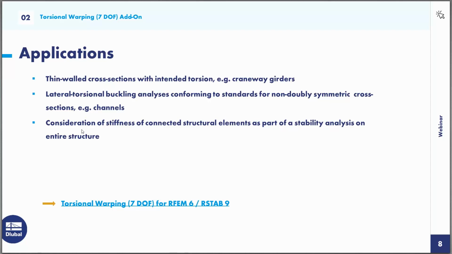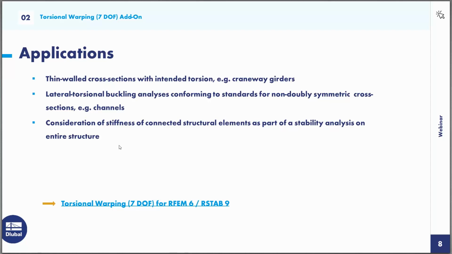So for example, for channel sections, we can't use the equivalent member method according to Eurocode 3. So we would need to consider the lateral torsional buckling problem by using second order analysis with 7 degrees of freedom and also consideration of imperfections. So we will also look at this problem of the lateral torsional buckling check later. And also we can use this add-on to consider it in the stability analysis of the global model so that the stiffness of all the connected structural elements is considered correctly.